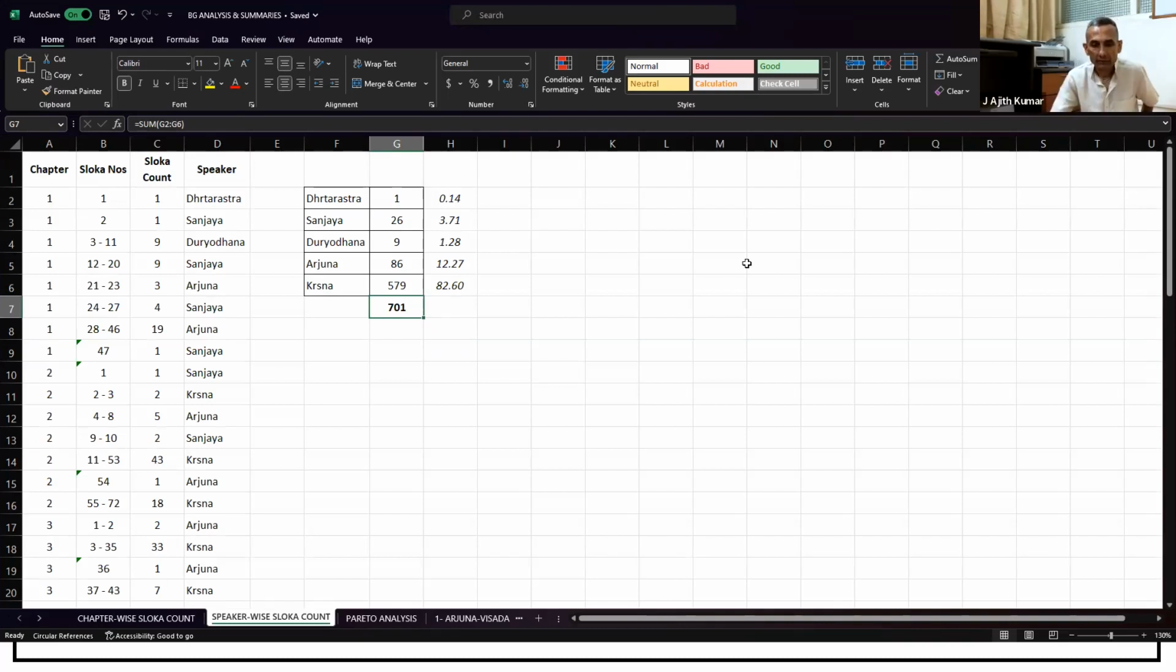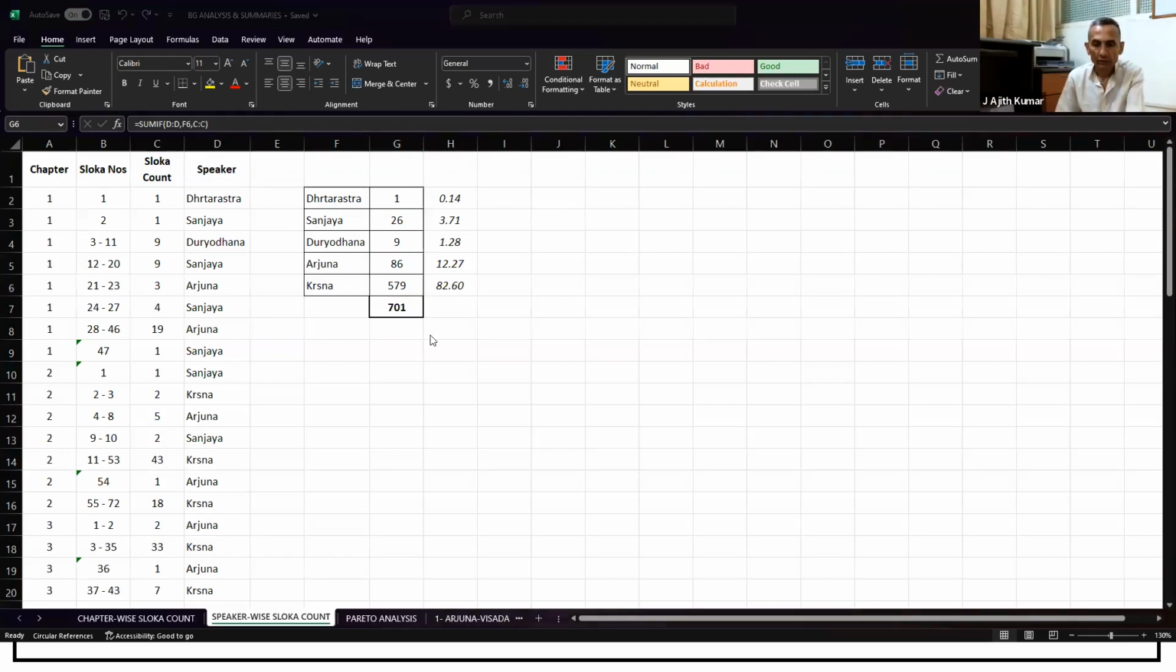Out of that 701, 579 shlokas are spoken by Krishna, by Bhagavan. 86 are spoken by Arjuna, 9 shlokas by Duryodhana. Sanjaya speaks 26 and Dhritarashtra speaks 1. And out of these 579 shlokas that Sri Bhagavan speaks, 80 shlokas are about sattva, rajas and tamas. In 80 of these 579 shlokas, he is speaking about these three gunas of Prakriti. That shows why it is so important to know this. 80 out of 579 is about 14%.